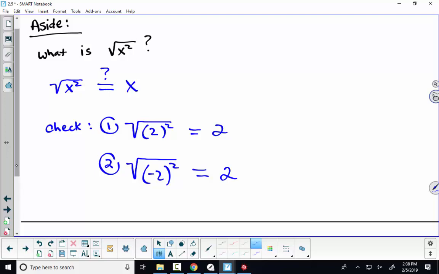Does that mean we're correct, the square root of x squared equals x? No, that's not a correct statement. The square root of x squared does not equal x. Why? Well, here's an example why. If the square root of x squared were equal to x, then this example number 2 would have to come out to be negative 2, because that's our x. This is our x, this is our x. Yeah, absolute value. So that's our counterexample as to why the square root of x squared doesn't equal x.